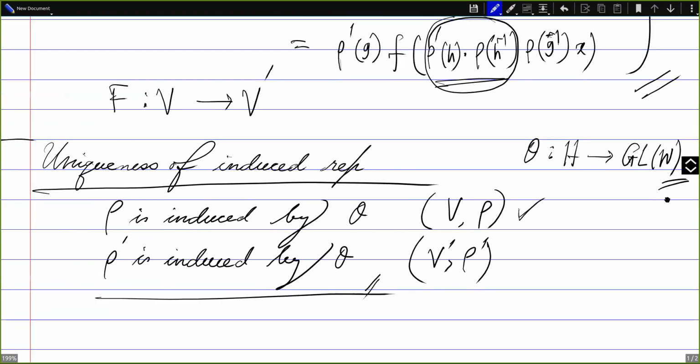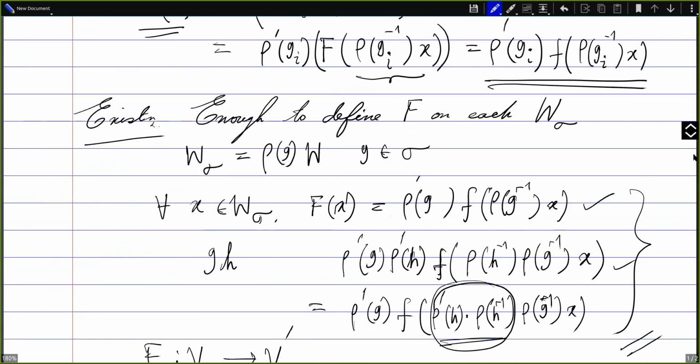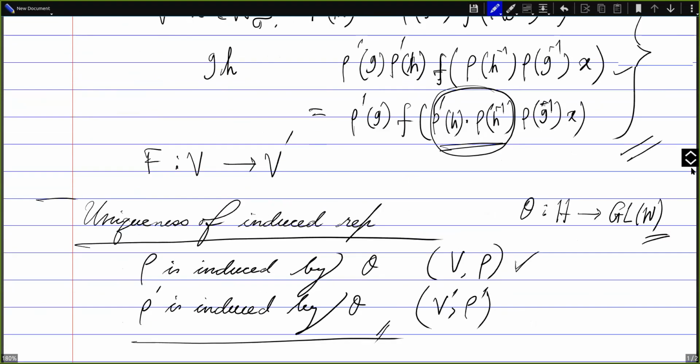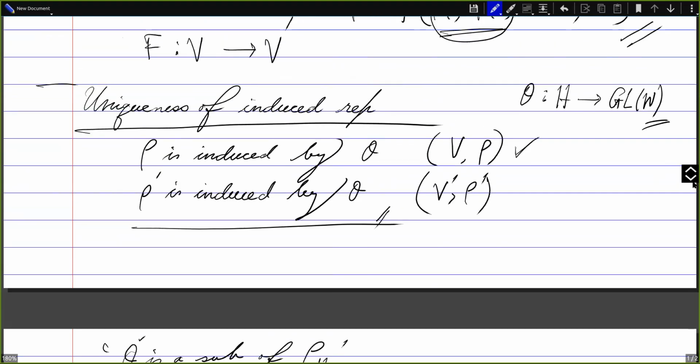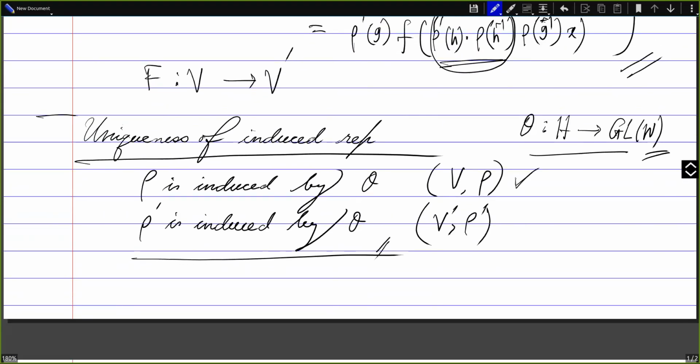Now what I have just said shows that if two representations are induced by theta, then they must be isomorphic. That does not guarantee that there is any representation which is induced by theta. Now we will show that.